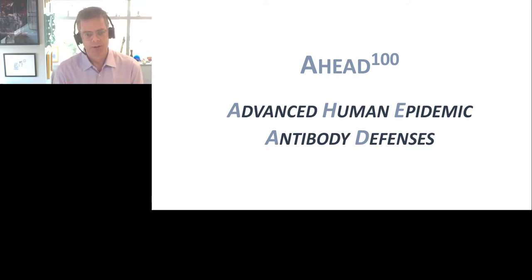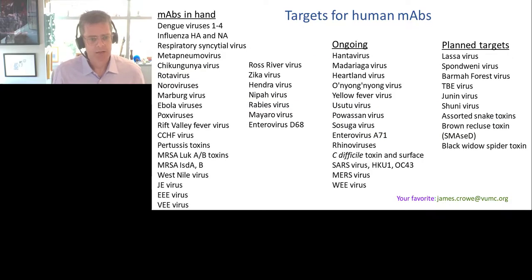And we've actually rolled out a program called AHEAD 100, or Advanced Human Epidemic Antibody Defenses, for 100 targets. And we've taken everyone's list. Various people have lists, the NIH, CEPI, WHO, various eminent bodies have published lists, and we put them all together and said, okay, we have a meta list, and we've been working on making human monoclonal antibodies that would be protective or therapeutic for everything on the list, basically.